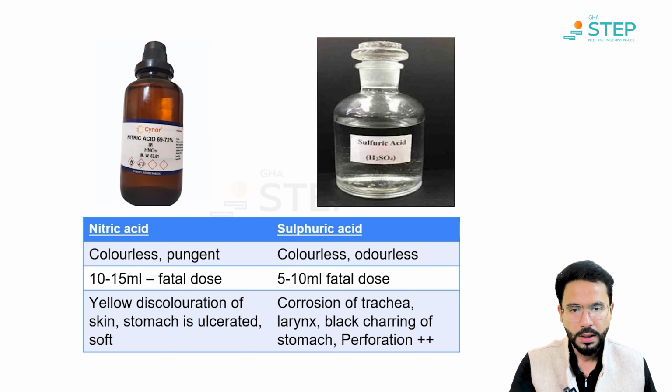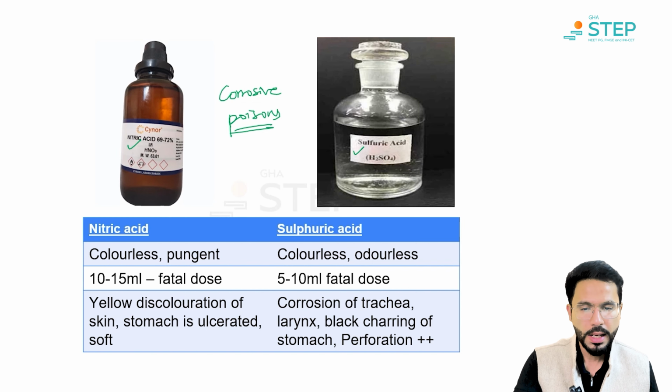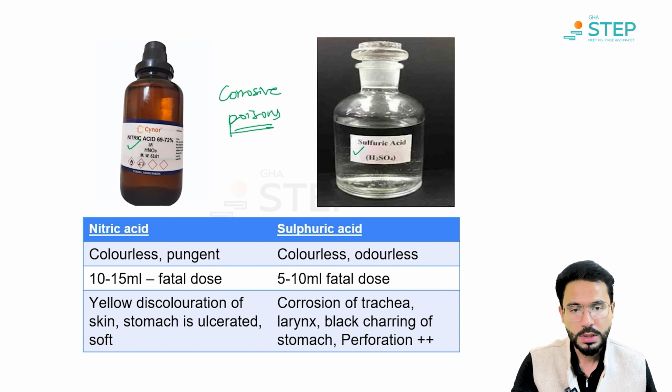Whereas when we look at these two corrosive poisons, if somebody ingests them, the differentiation should be proper. Nitric acid and sulfuric acid may resemble each other in findings, since they are both corrosive poisons, both very harmful agents, but nitric acid will be colorless and pungent, and sulfuric acid will be odorless.